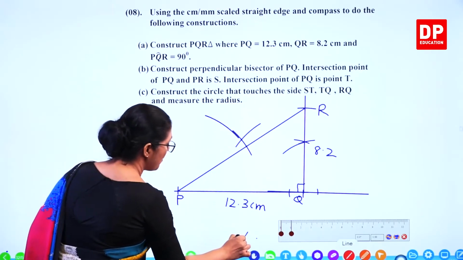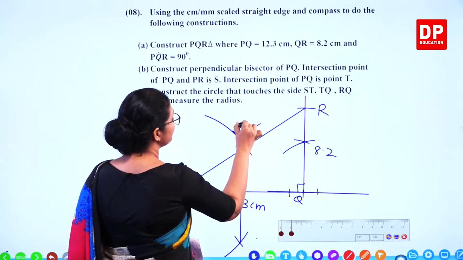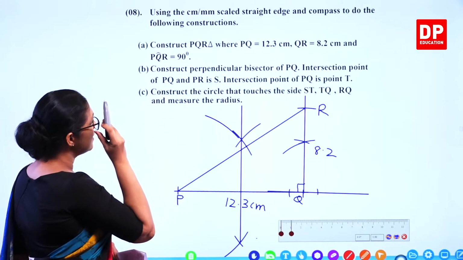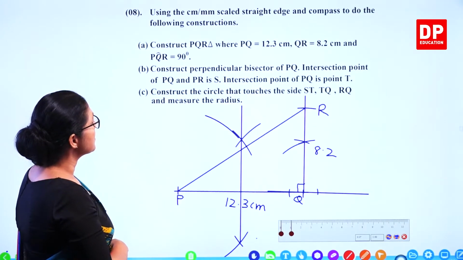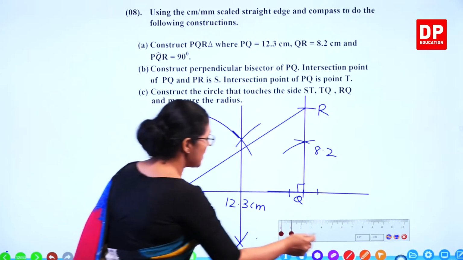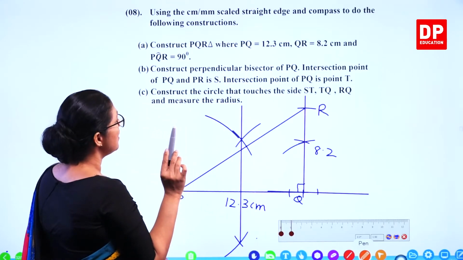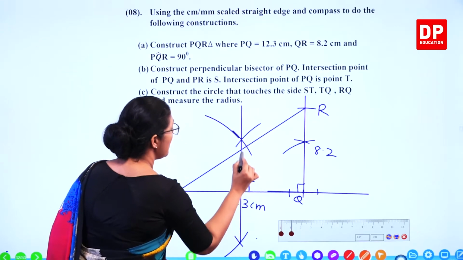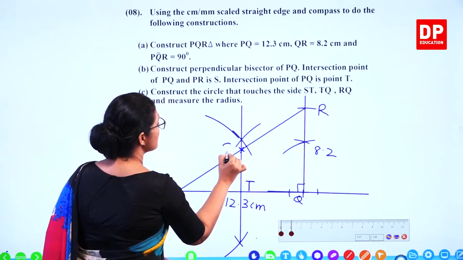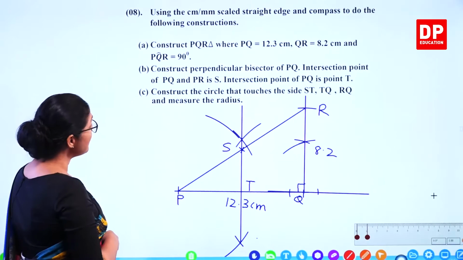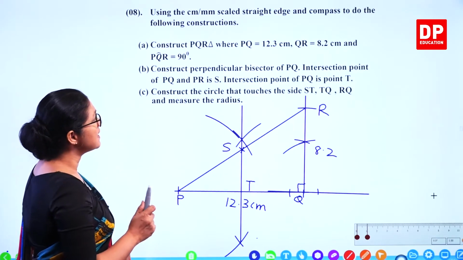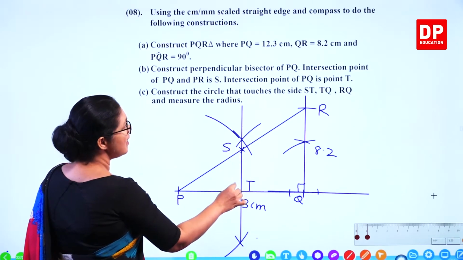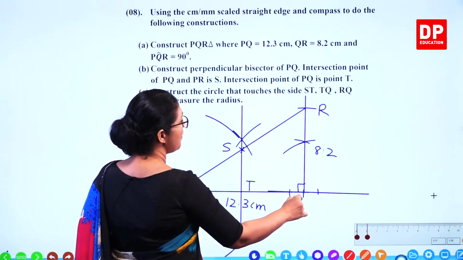Now we have the perpendicular bisector. So that's the perpendicular bisector. So it says the intersection point of PQ is T. So this is the T point and this is the S point. Now let's take part C. Construct the circle that touches the side ST, this side, TQ and RQ.